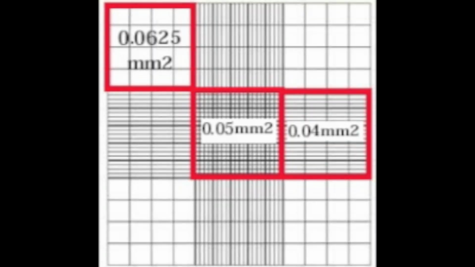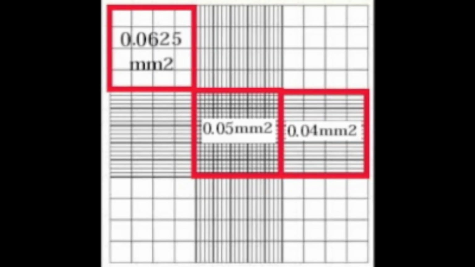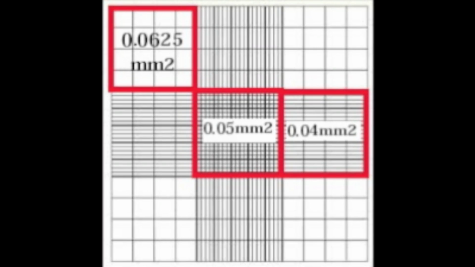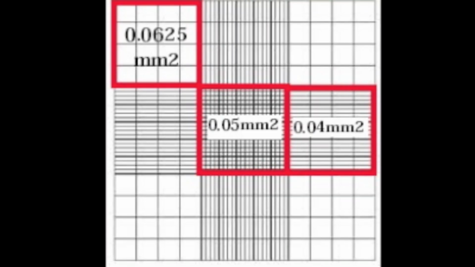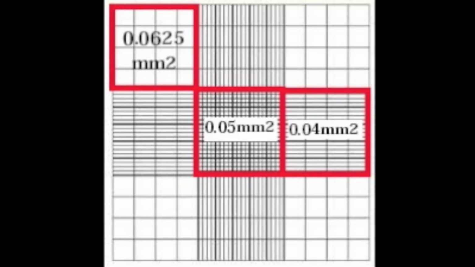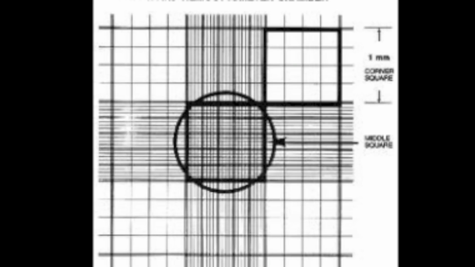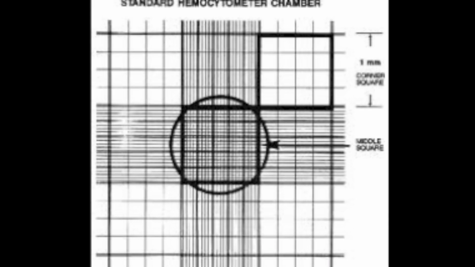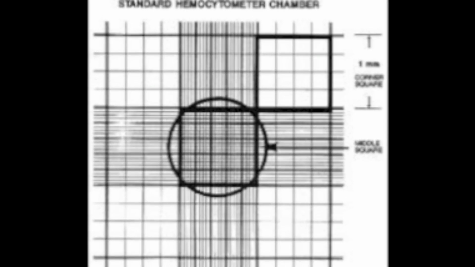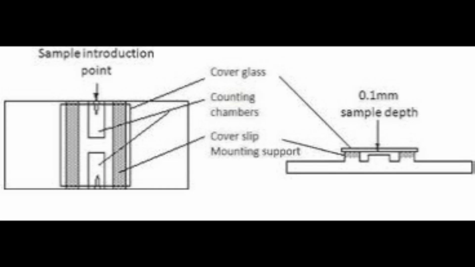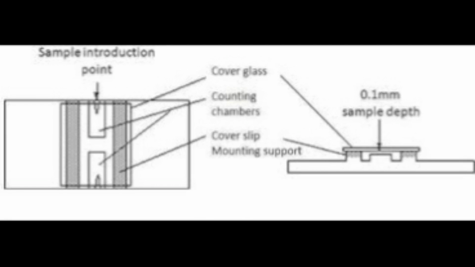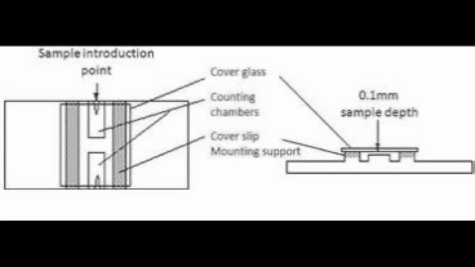These are subdivided into 3 divisions: 0.0625 millimeter square, 0.05 millimeter square and 0.04 millimeter square. The central square is further subdivided into 0.0025 millimeter squares. The raised edges of the hemocytometer hold the cover slip 0.1 millimeter above the marked grid.